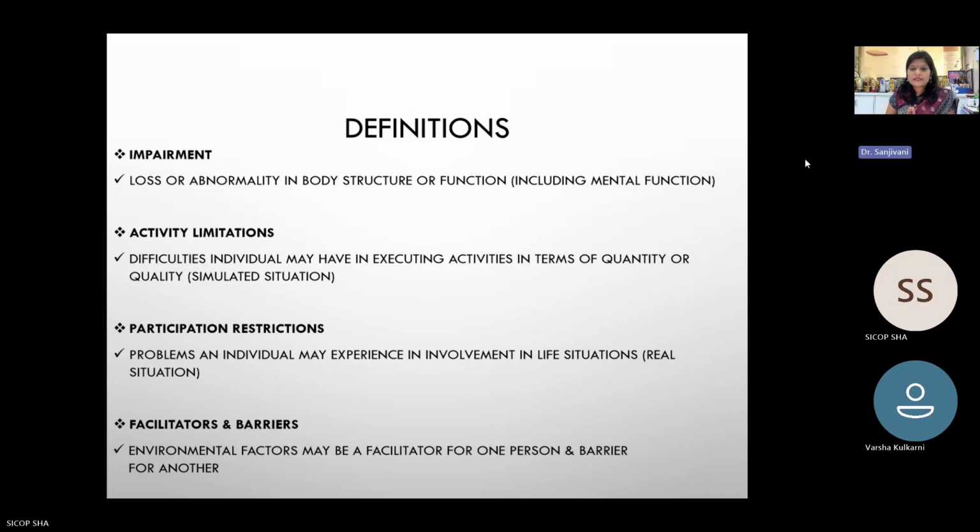For example, knee pain. In that, the joint structures are affected because of osteoarthritis, that will be the impairment. Then activity limitation, the patient is not able to perform full range of motion or extension, that will be the limitation. Then participation, because of that knee pain he is not able to walk, so that will be the participation restriction. And then according to that there will be the barriers and facilitators.